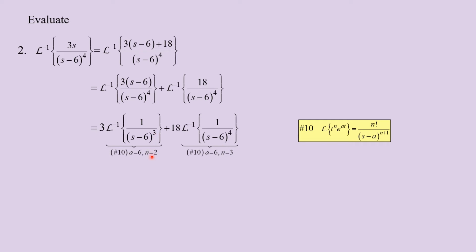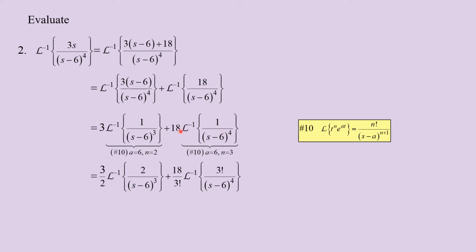According to formula number 10, there must be a 2 factorial written at the numerator. Unfortunately, there's no 2 factorial at the numerator, therefore we are going to do some manipulation after this. For the second part, we can apply the same formula, s minus a, again a is equal to 6. Now n plus 1 is 4, that means n must be 3, and there must be a 3 factorial appearing at the numerator, but there's no 3 factorial now. We have to do some manipulation after this.